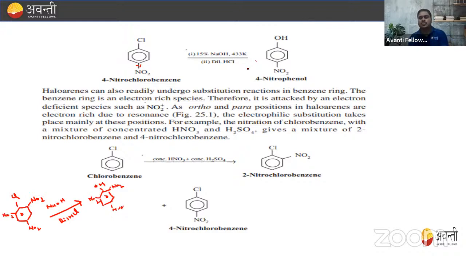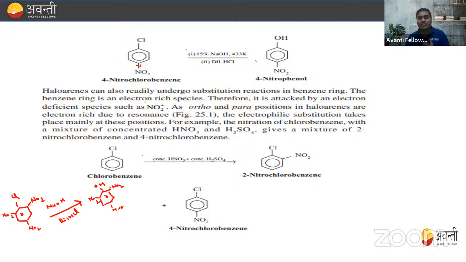Right, very good. So this reaction takes place even at the boiling temperature, right? It means that if we have boiled water, then also this reaction will take place. So this reaction will take place at just a normal boiling temperature. In this, we won't require any 433 or 623 Kelvin of temperature. So we can say that as the number of electron withdrawing groups increases, the reactivity towards nucleophilic substitution also increases. So we can say that haloarenes can also readily undergo substitution reaction in the benzene ring.